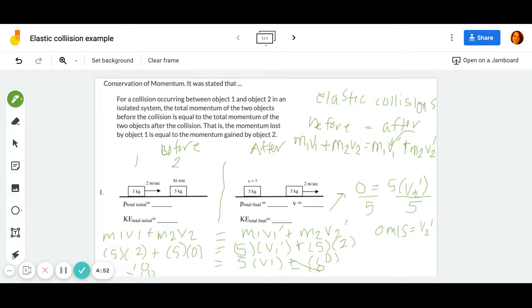So this object is at rest, which if you look at it makes sense because they're both 5 kilograms. If this one's moving at 2 and this one's 0, then this one moves off at 2. This one has to be 0, and it evens out. So you take your before, your after, you find your totals, you set them equal, and you solve for your missing variable. That's how you solve for an elastic collision.